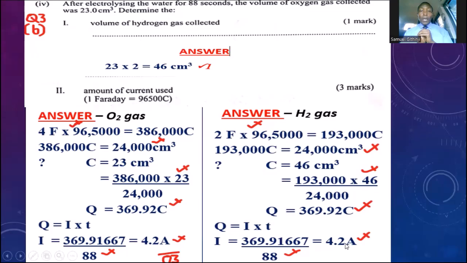This one, we are working at room temperature and pressure. But the question did not specify. A student can decide to work with standard temperature and pressure, STP. That tells you the volume here will be 22,400 cubic centimeters. And the working will be the same, but the answer will be a bit different. Let's move on, my student.